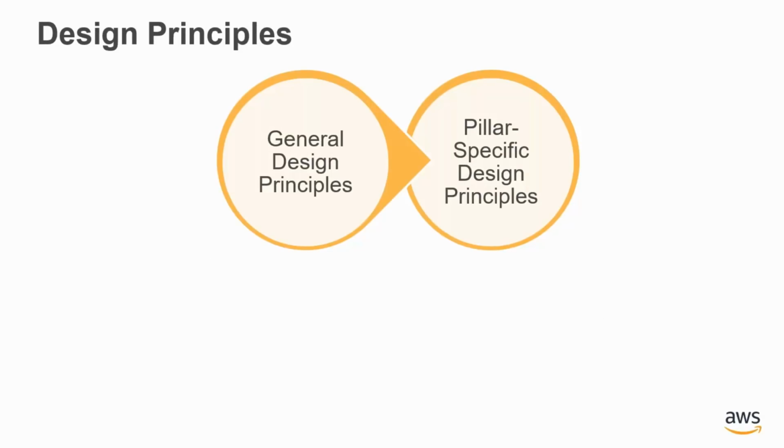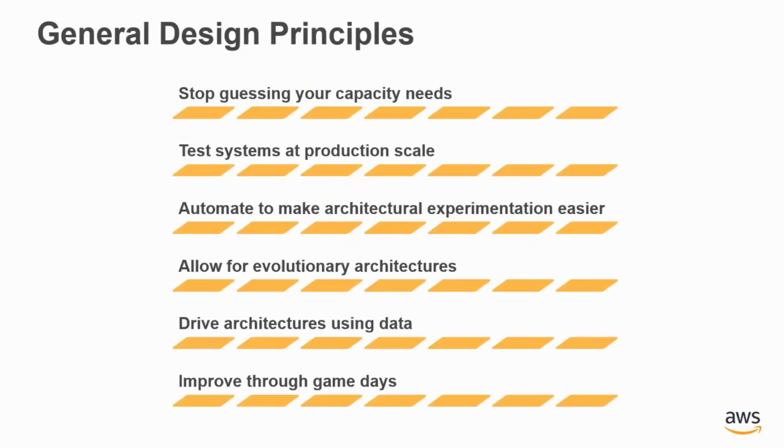So now we're going to talk a little bit about the design principles. We have a set of general design principles, and we have a set of pillar-specific design principles. These are the general design principles of the well-architected framework. You need to stop guessing your capacity needs. This goes along with what I said earlier about those enormous capital expense cycles. You were trying to guess your capacity needs.